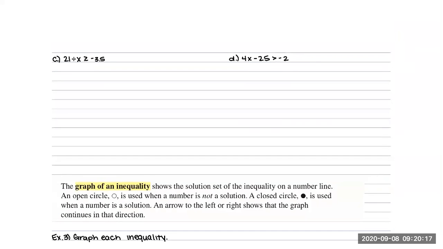For C and D, we're continuing to plug in negative 6 for that variable. So we have for C, 21 divided by x is greater than or equal to negative 3.5. So this is going to give us 21 divided by negative 6 is greater than or equal to negative 3.5. The 21 divided by negative 6 gives us negative 3.5. So that's negative 3.5 is greater than or equal to negative 3.5. This is, in fact, a true statement because negative 3.5 is equal to negative 3.5. So negative 6 is a solution.